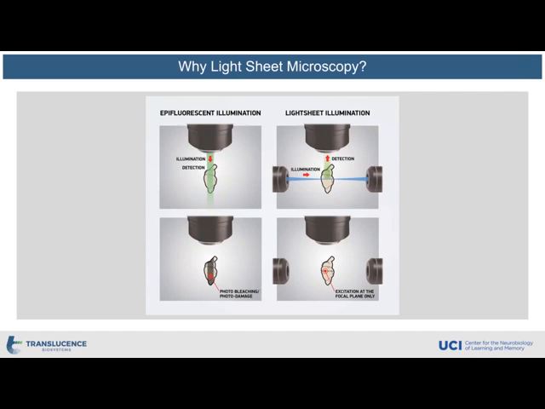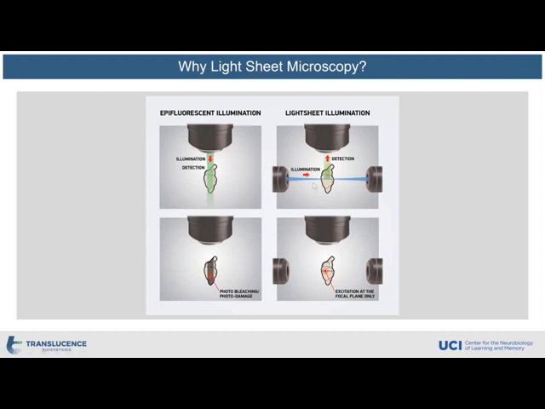In standard epifluorescent illumination shown on the left, in the case of whole brains, we would excite the tissue, even though it's optically clear, and we would end up damaging the tissue above and below the focal plane. So this type of illumination isn't appropriate for whole brain imaging.